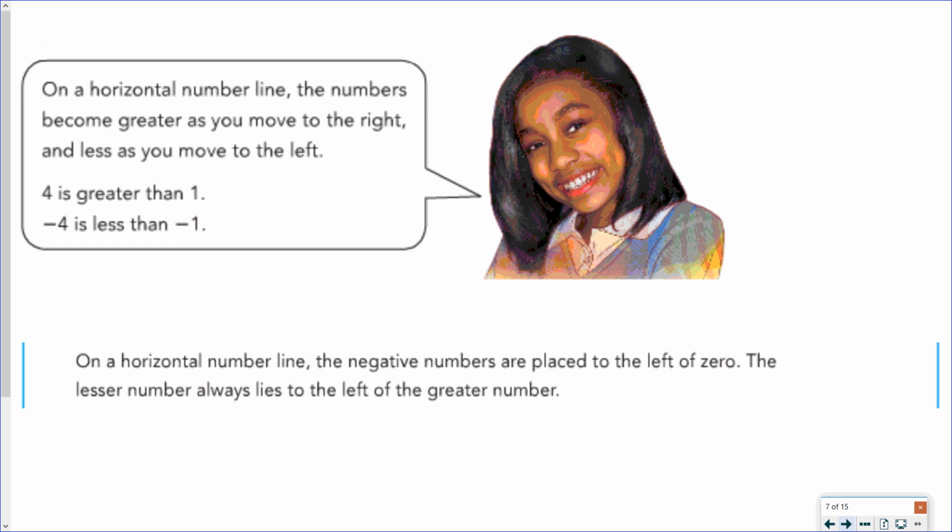As you move to the right on a horizontal number line, the values increase or become greater, and then as you move to the left, they decrease. 4 is farther to the right on a horizontal number line than 1, so that's why 4 is greater than 1. And negative 4 is farther left on a horizontal number line than negative 1, so that's why negative 4 is less than negative 1. Make sure that your negative numbers are placed to the left of 0 on a horizontal number line, and the lesser number always lies to the left of the greater.